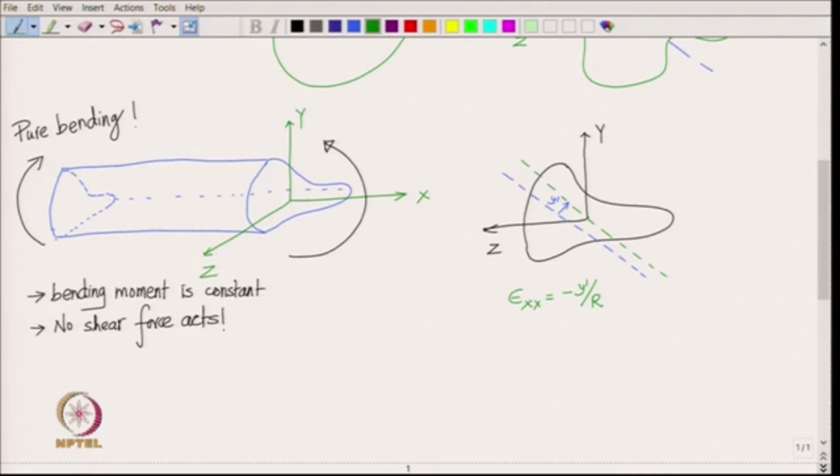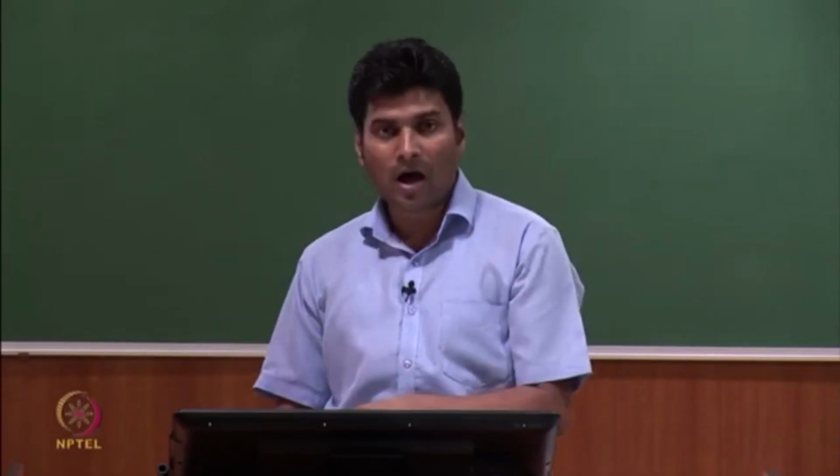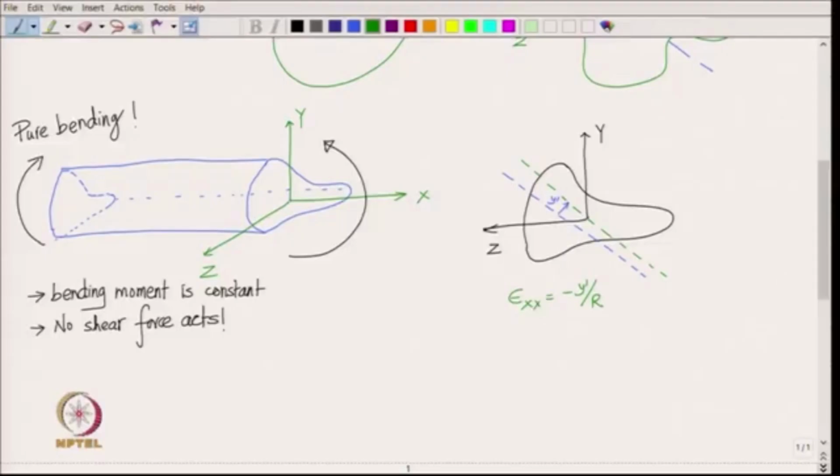So, remember the basic geometrical construction. Since it is pure bending, the beam bends into a circle and the radius of the circle is big R, and y prime is the distance from the neutral axis of any point in the cross section. So, epsilon xx there is minus y prime over R, and then what is sigma xx? Sigma xx is simply E times epsilon xx, which becomes minus E into y prime over R. This was assuming that sigma yy and sigma zz are both 0.